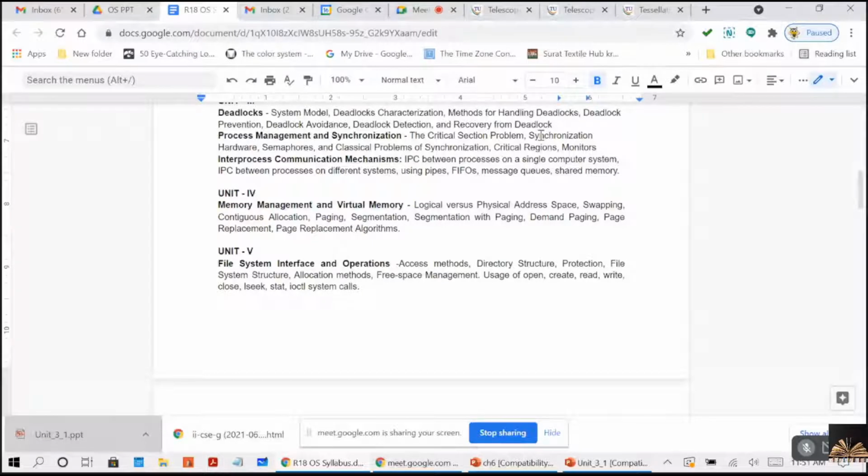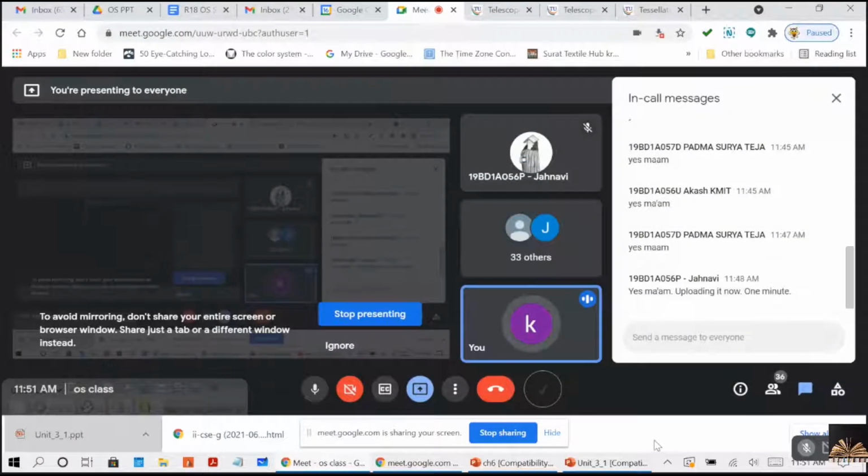With software we will be handling the synchronization. Here we try to see how we can achieve the synchronization with the hardware, and we discuss the semaphores, the classical problems of synchronization, and critical regions and monitors, right? So in this class we are going to discuss this. Let's start with the synchronization part, right?